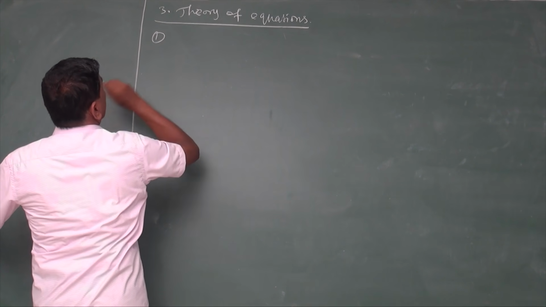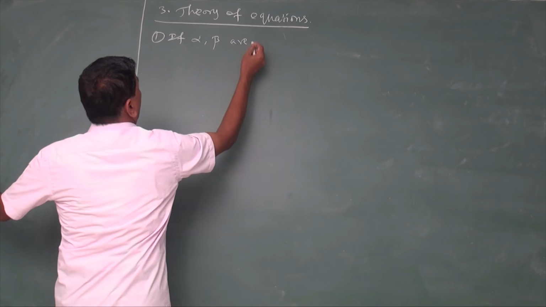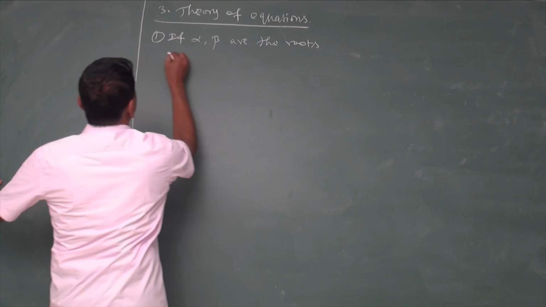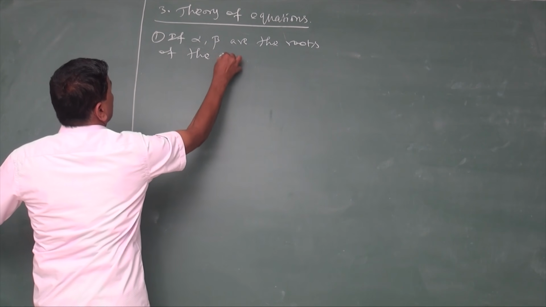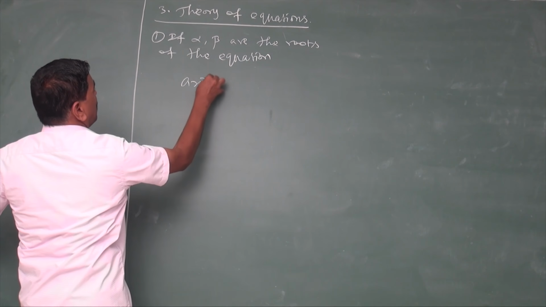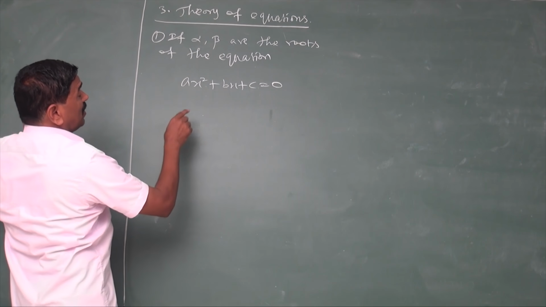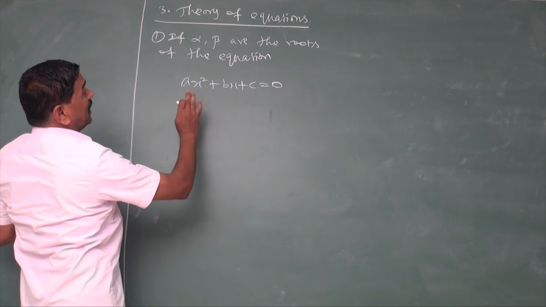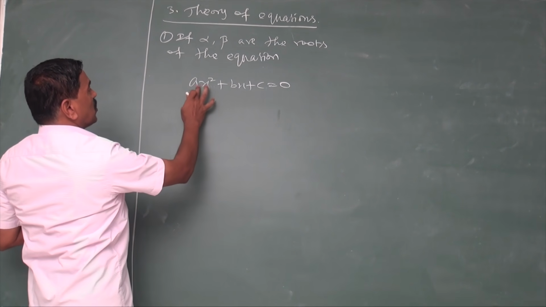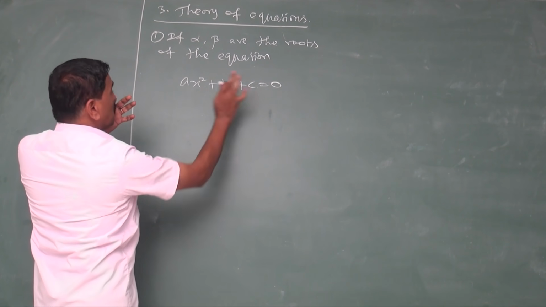See, first one. If alpha comma beta are the roots of the equation ax square plus bx plus c is equal to 0, which is a quadratic equation. Here the x powers are decreasing, that is x square, x, constant term, where a is the x square coefficient, b is the x coefficient, and c is the constant term.